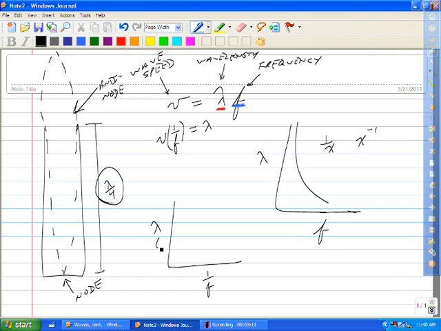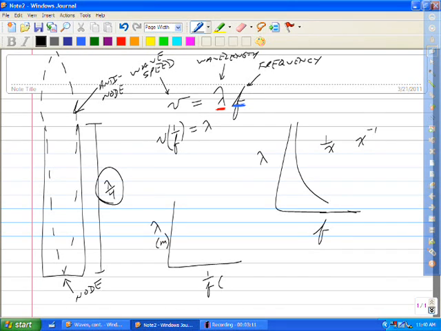Now, what are the units for wavelength? Meters. Wavelength is the length of the wave, so it's in meters.